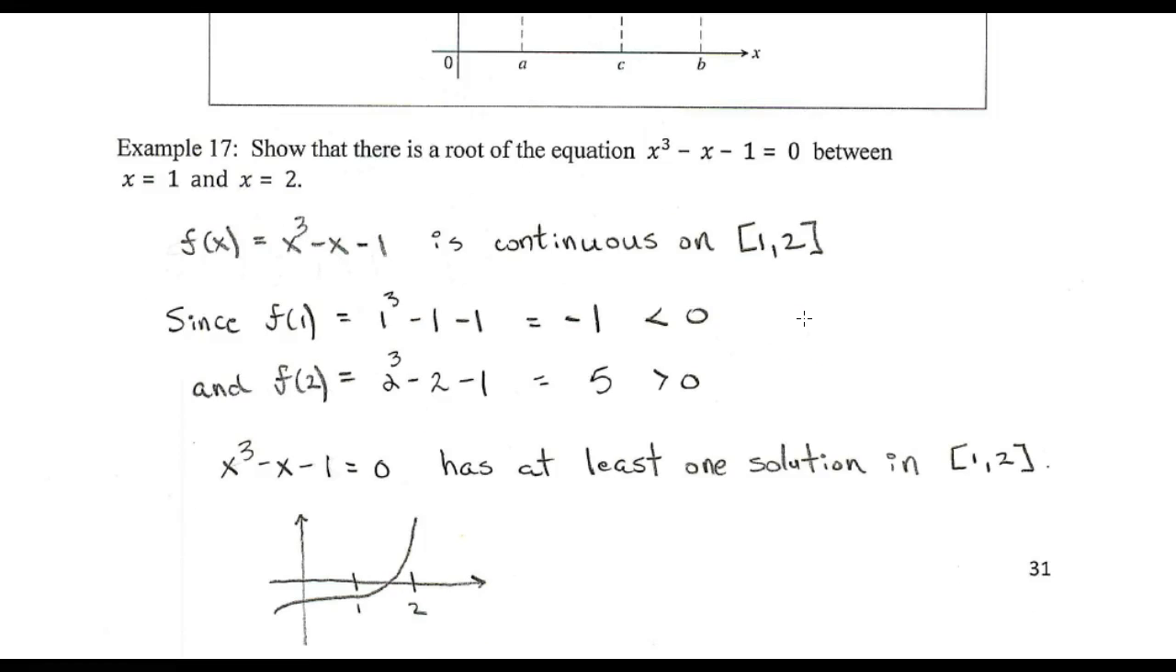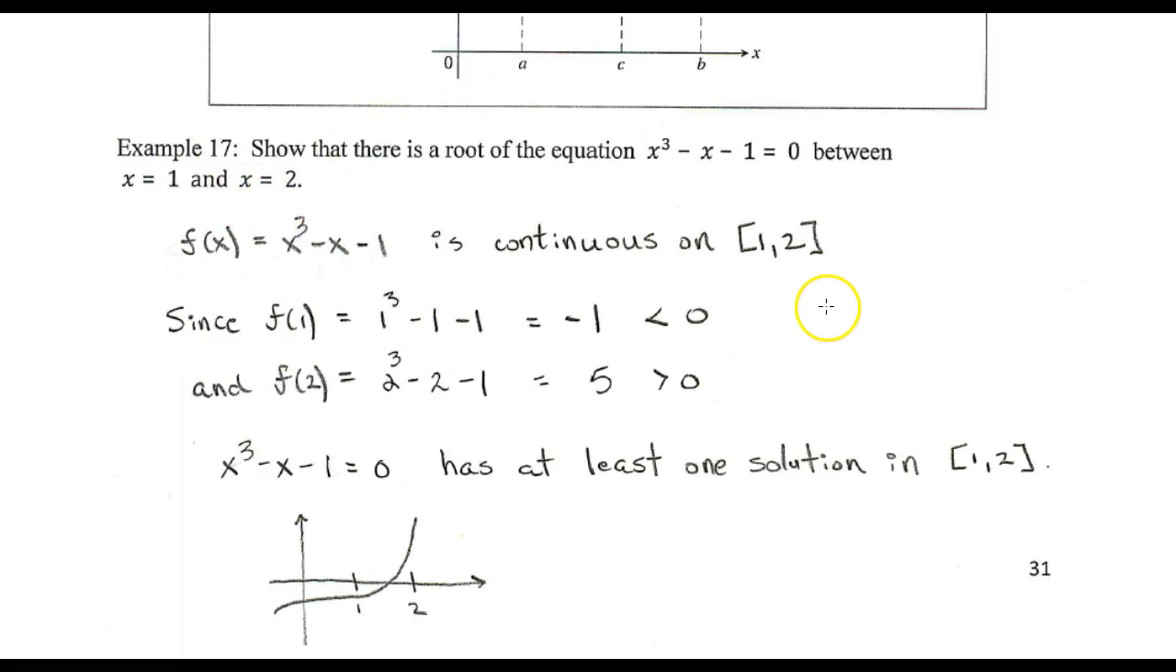So here's one of the more abstract type problems I would ask you. Example 17 says, show that there is a root of the equation x cubed minus x minus 1 equals 0 between x equals 1 and x equals 2. In other words, we're asking to show that there is some value of x that makes this function equal to 0, the function f of x equals x cubed minus x minus 1, where that function is equal to 0. There's some value of x that makes it 0 where x is between 1 and 2.